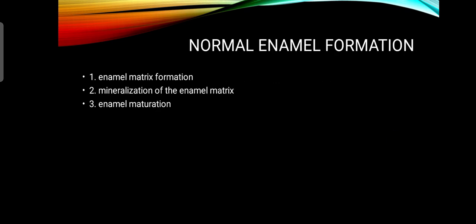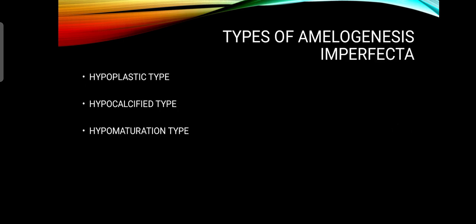Now, during normal enamel formation, there are three stages through which the normal enamel formation progresses. Number one is enamel matrix formation, which is carried out by functioning ameloblasts. Number two is mineralization of enamel matrix, which is actually primary mineralization. And number three is enamel maturation, which is secondary mineralization. Three basic types of amelogenesis imperfecta correlate with the defects in these stages of development.